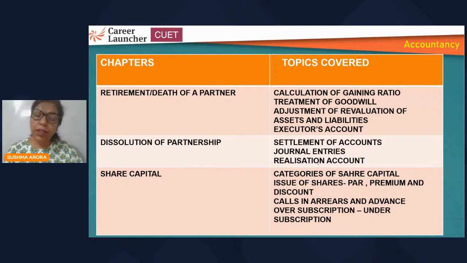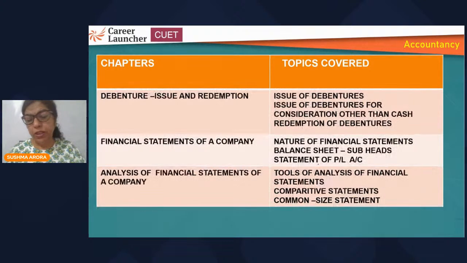In share capital, issue of shares at par, premium, and at discount. General discount will not be covered, but calls in arrears and advance, and over subscription and under subscription. Then debentures, issue of debentures at par, at premium, at discount, as well as for consideration other than cash, and redemption of debentures. So the DRR account will be asked.